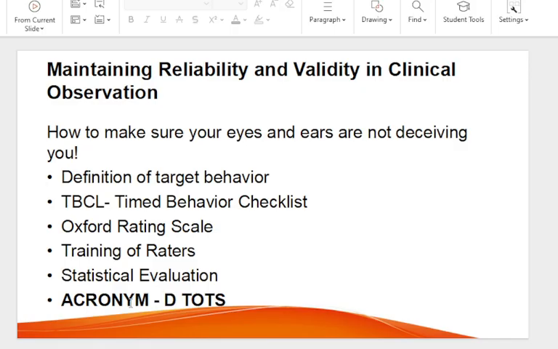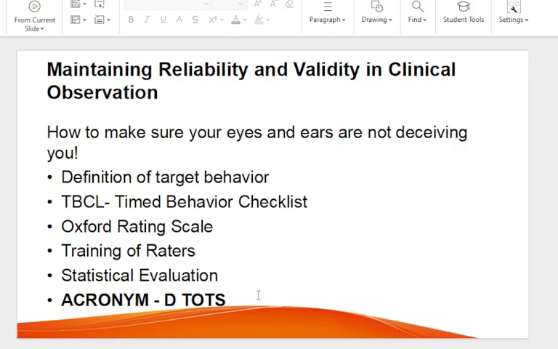Now, to help us remember these guidelines for maintaining reliability and validity in clinical observation, I've given an acronym here that says DTOTS. You can say DTOTS or you can refer to little potato thoughts, whatever. So D, standing for definition of target behavior, T standing for timed behavior checklist, O standing for Oxford rating scale, T, training of raters, and the last S, statistical evaluation.